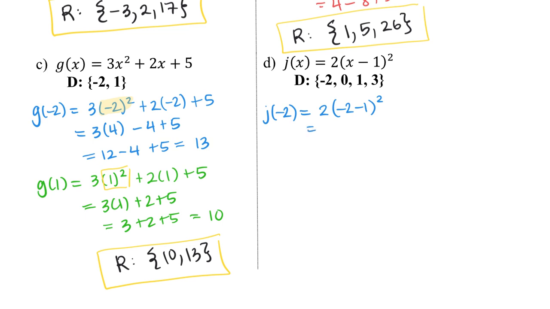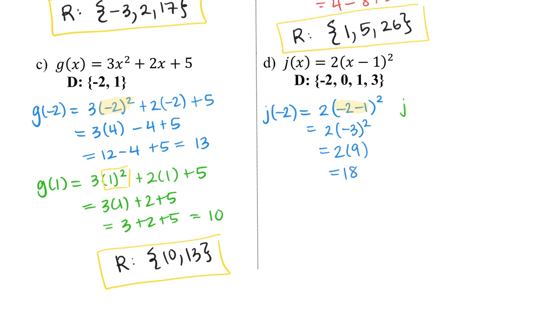Okay, I'm going to do the parentheses first. So that's going to be 2 times negative 2 minus negative 3 squared. And then if I do the exponent next, negative 3 squared is negative 3 times negative 3 is 9. 2 times 9 is 18.